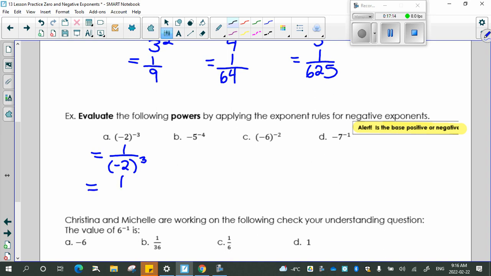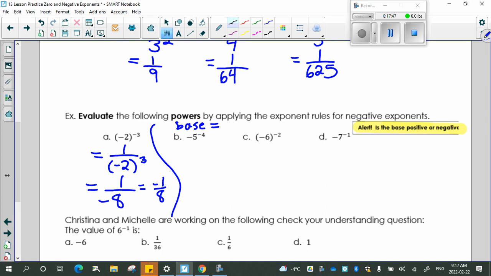Now I have to figure out what -2 times -2 times -2 is. Yep, -8. So 1 over -8, or you can put that negative anywhere, so you might put it with the top, as the answers at the back might, but that's how you got the answer. Okay, perfect. All right, what's the base for this one?